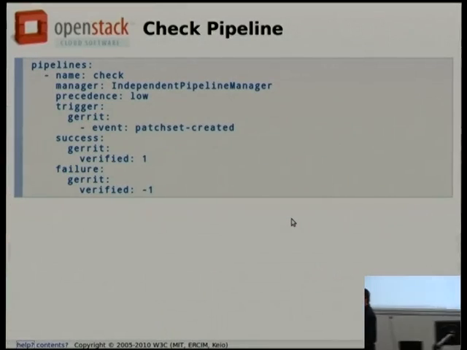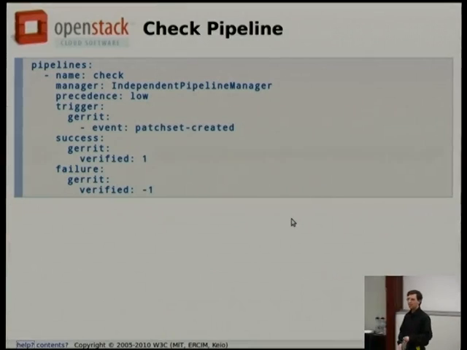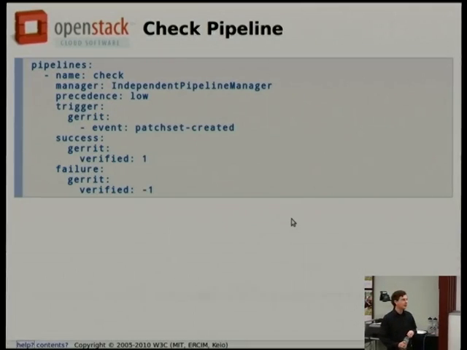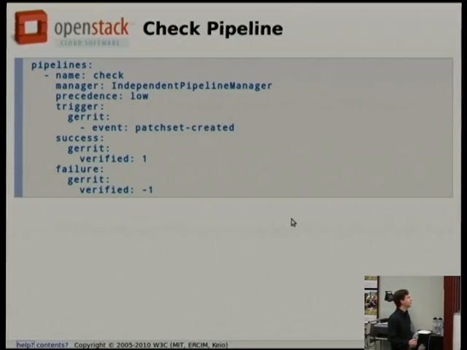So Zuul is configured using what I hope is a fairly readable YAML configuration file. And this is where a lot of the flexibility that I talked about earlier comes in. It doesn't know the difference between a check pipeline and a gate pipeline and an experimental pipeline or things like that. Those are all ideas that we're using really basic primitives and building up these conceptual ideas out of it.